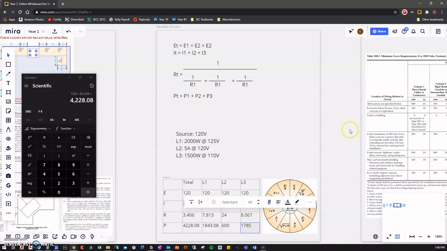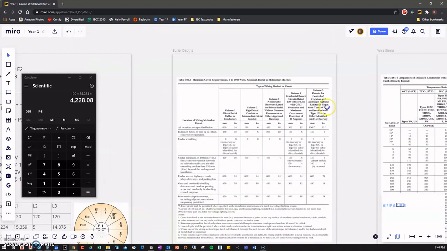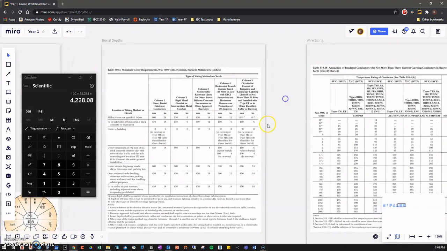So next video, we'll wrap this thing up. We'll do burial depths and we'll do wire sizing, and we'll get this thing out of here.